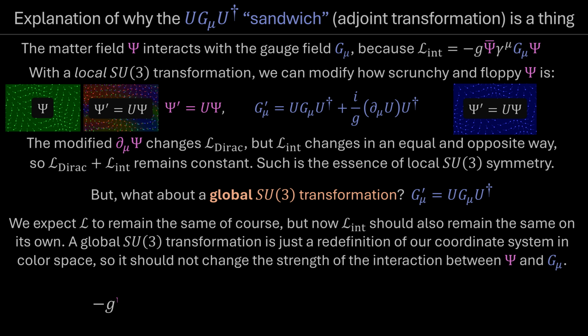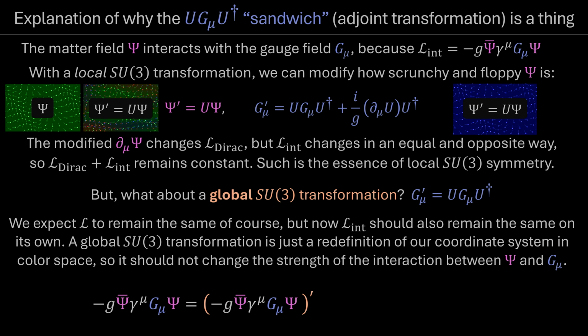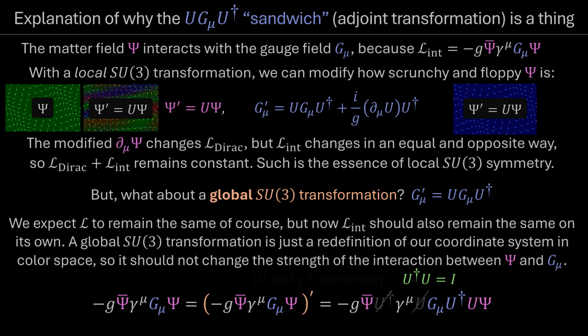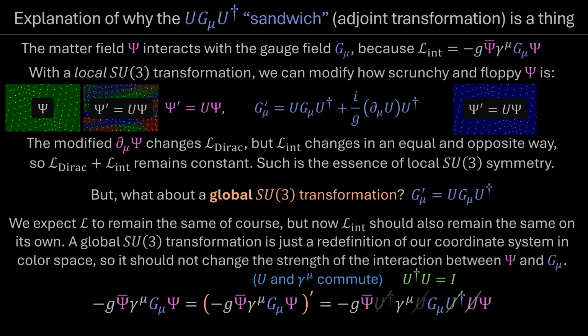Because if we expect that the interaction term in our Lagrangian should be equal to the transformed interaction term under a global SU3 transformation, and we write that out, well, what happens is psi becomes U psi, psi bar becomes psi bar U dagger, and G mu becomes U G mu U dagger. But now if you look at that equation, and if you remember that U is an SU3 matrix, and therefore U dagger U equals I, well, you see that to the left and to the right of G mu, we have a couple of U daggers that annihilate each other and go away.